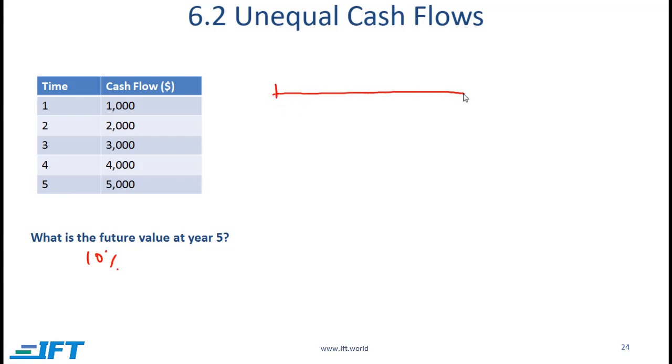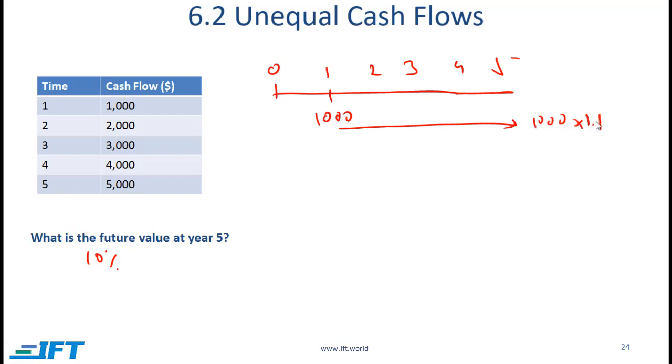So if you draw your cash flow, this is time 0, 1, 2, 3, 4, 5. This is your timeline. We have $1,000 at the end of year 1. So this is going to be compounded for 4 periods. So this will become 1000 into 1.1 to the power of 4. Then you have 2000 at the end of the second period. This will compound 3 periods. So 2000 into 1.1 to the power of 3.